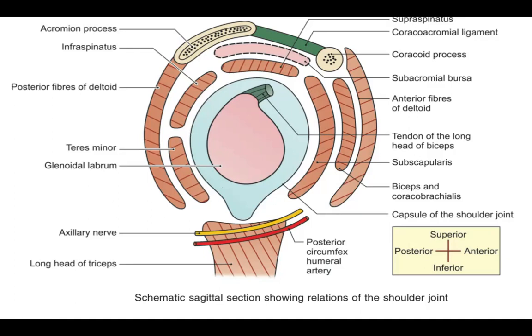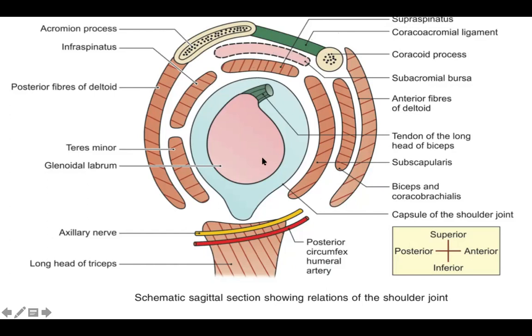It needs muscles from the front, from behind, and from above as well. When you look through this view, you can find that this is the acromion process. This is the coracoid process. This is the coracoacromial ligament. This is the coracoacromial arch. This is the secondary socket of the shoulder joint for the humerus. And this below is the subacromial bursa. And the deltoid is outside, so it is also called subdeltoid bursa.